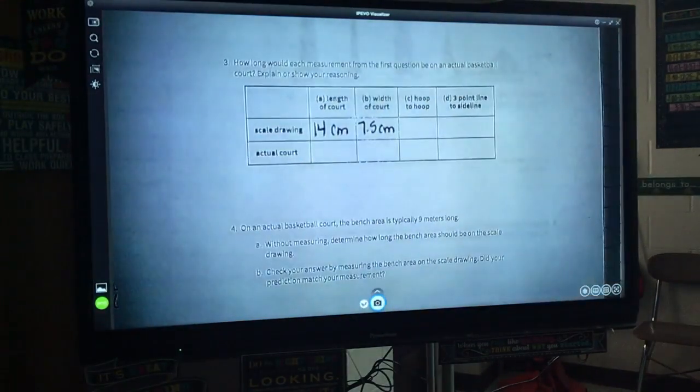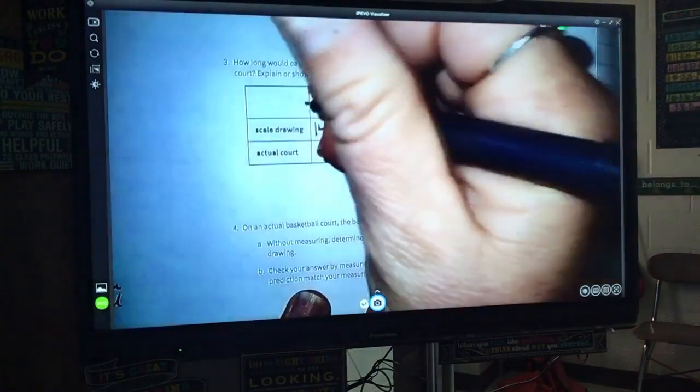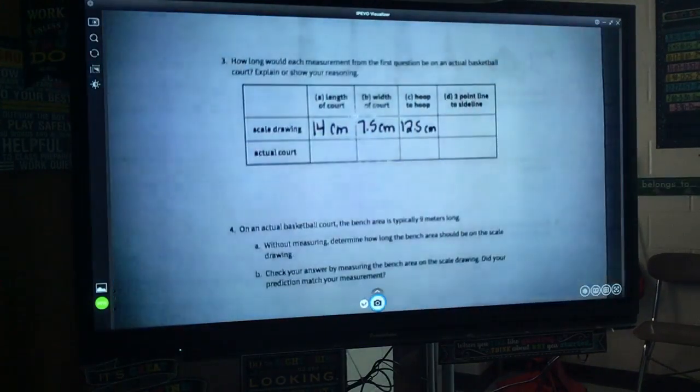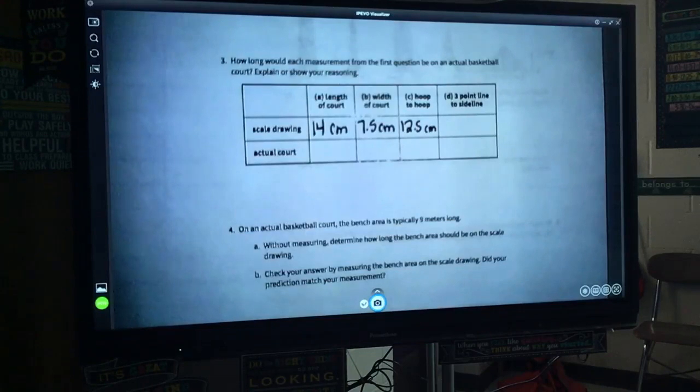All right. What measurement did you get from the hoop to the hoop? Cooper. 12.5 centimeters. Okay. All right, and then from the 3-point line to the sideline, what did you guys come up with for that one? Cooper. Me? 11. Just 11? 11 what? Oh, 11 centimeters. No. Not even close. Hunter. 0.5. Yes.